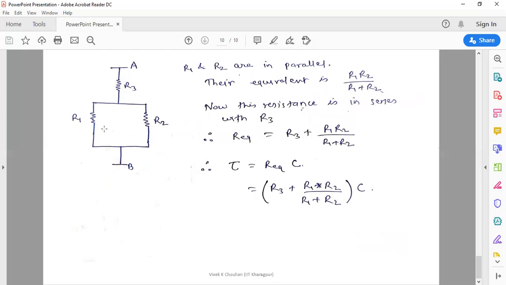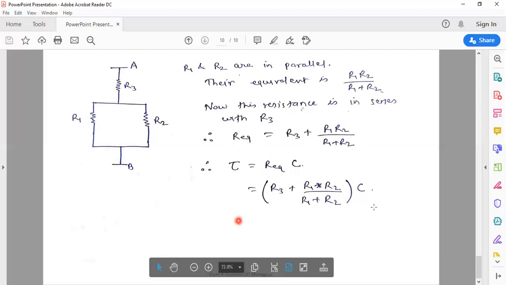We can see clearly now that R1 and R2 are in parallel. So the equivalent resistance for R1 and R2 will be R1 R2 by R1 plus R2. And we can see that the equivalent of R1 and R2 is in series with R3. So the total resistance between A and B will be R3 plus R1 R2 by R1 plus R2. As soon as we are able to calculate R equivalent, we will get our time constant, which will be R equivalent into C.